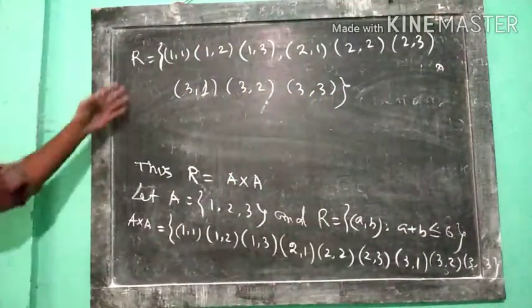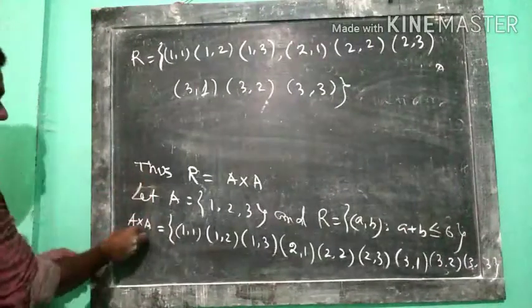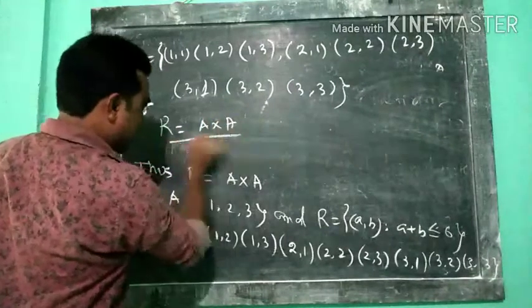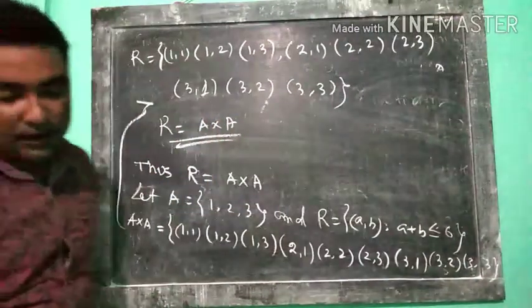Therefore from these two it is clear that R equal to A cross A. So this type of relation is called universal relation.